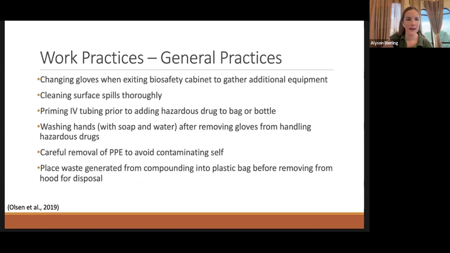There's a lot of content on these upcoming slides. They'll just highlight some additional general practices in the workplace that can prevent exposure. So we want to make sure we're cleaning surface spills thoroughly, washing hands with soap and water rather than just alcohol after removing gloves is another important measure. Being careful when we remove our PPE to make sure we're not contaminating ourselves. And then placing waste from chemotherapy mixing into a plastic bag before removing it from the hood and disposing it.